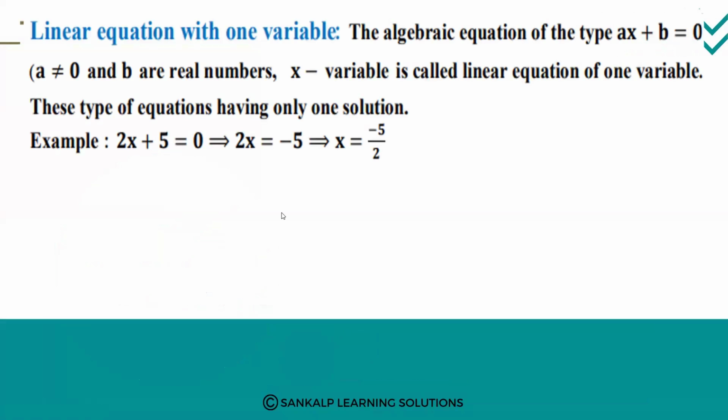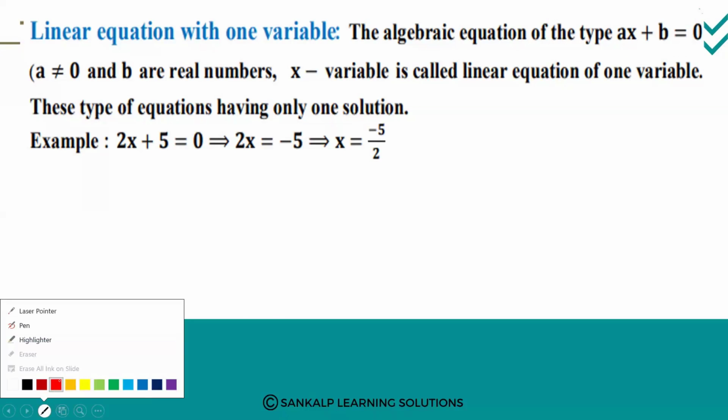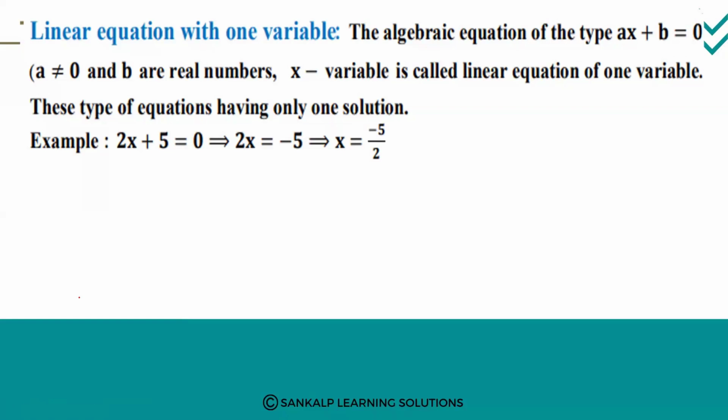The algebraic equation of the type ax plus b is equal to 0, where a is not equal to 0 and b are real numbers and x is a variable, is called a linear equation of one variable. Here we are using one variable, right? Only x is there, right? So these types of equations have only one solution. For example, see 2x plus 5 is equal to 0.